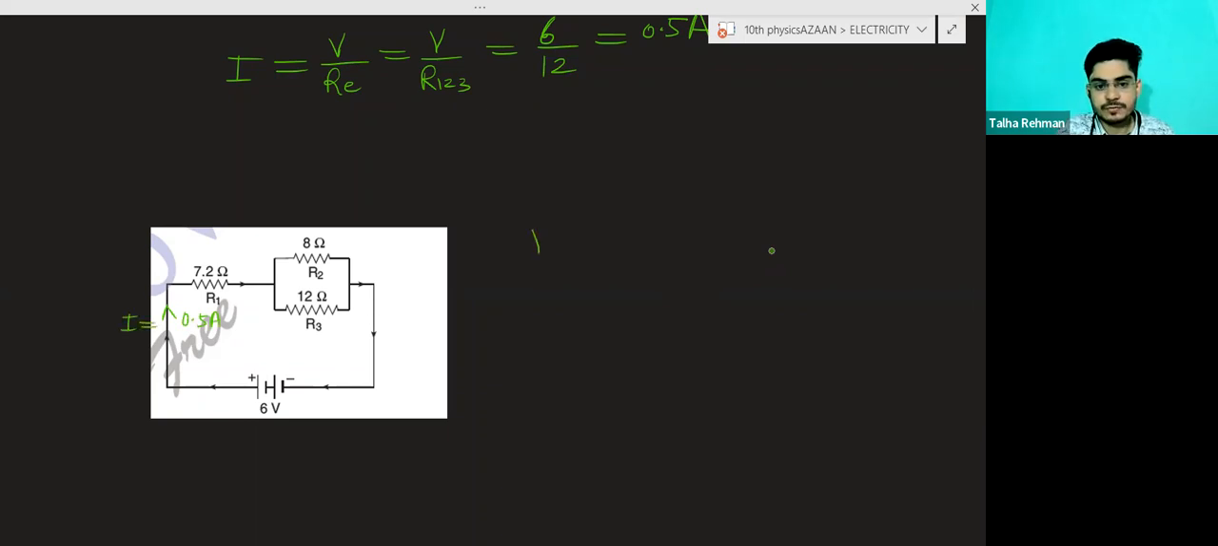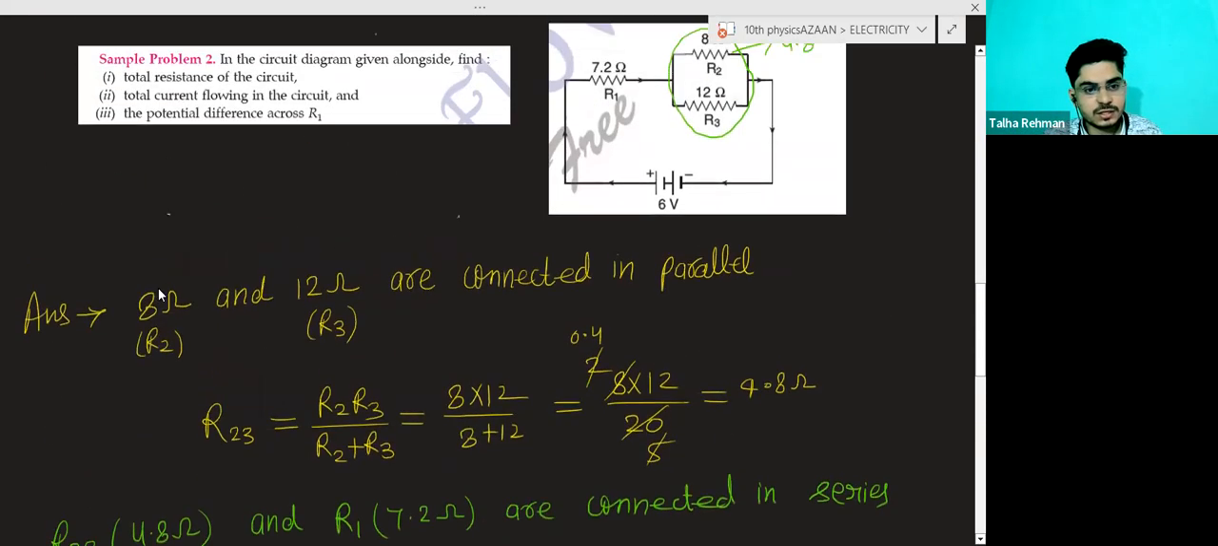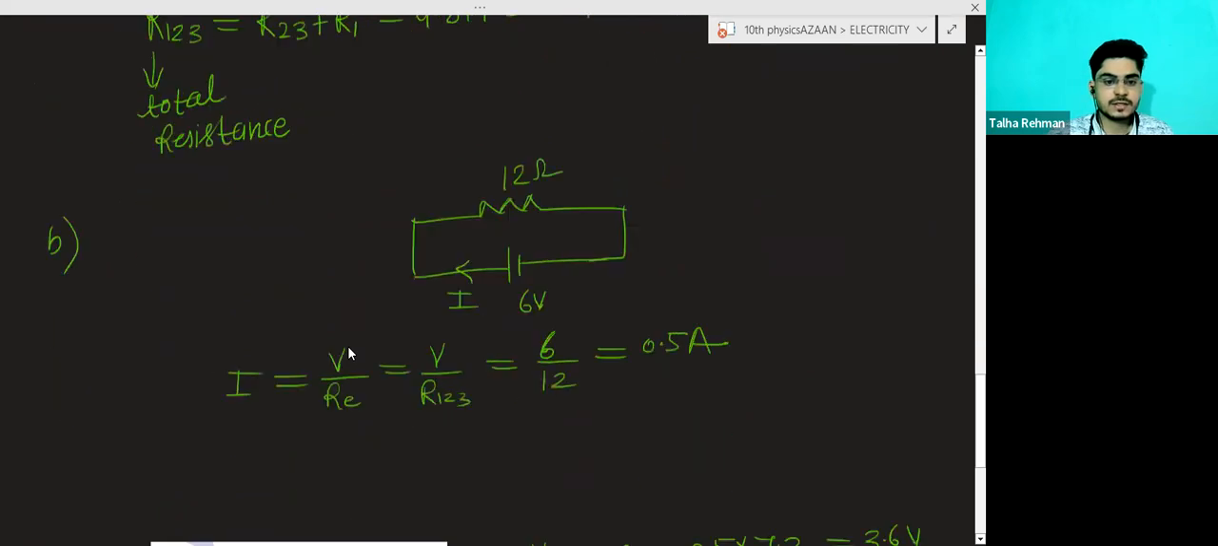Now you can very easily find V1. V1 is equal to I into R1. I is 0.5 and R1 is 7.2, so it will be 3.6 volt. If they were asking this, we have done the third part also. This is answer number C.